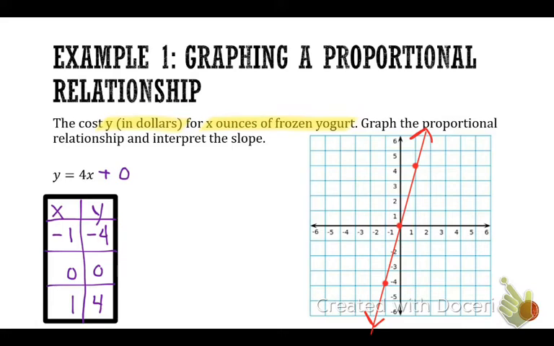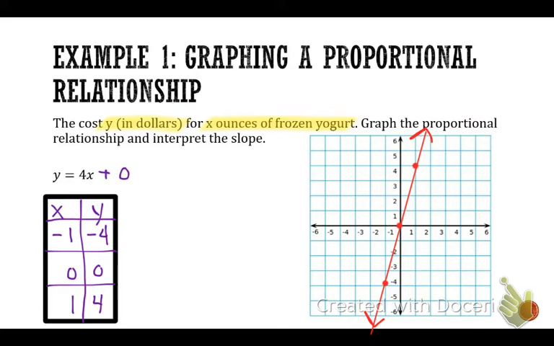$0. Okay? So when my x value is 0, so is my y value. I don't pay money just to walk into the door of a frozen yogurt place. Right? Now, none of us would ever go into a frozen yogurt place and get a bunch of samples and then not buy anything, would we? Right? Okay. Yeah, don't do that. All right. So at least buy something.